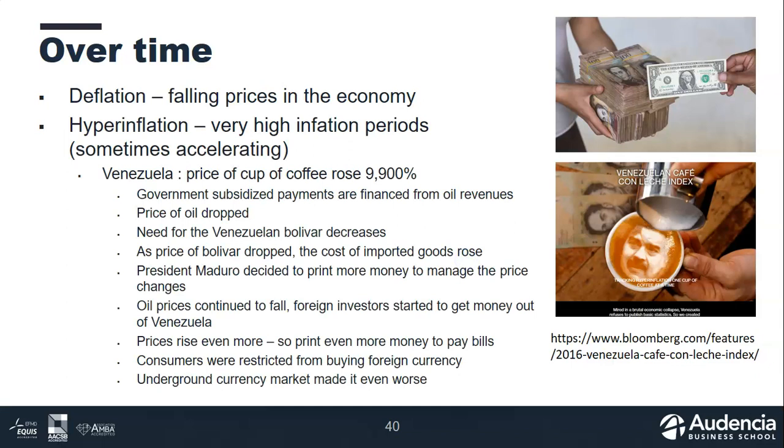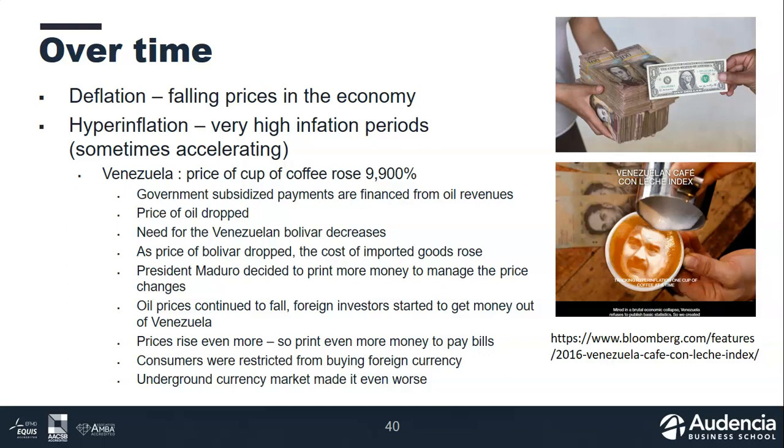And we also have periods of hyperinflation. A very interesting example of hyperinflation would be that of Venezuela, where the price of a cup of delicious Venezuelan coffee rose recently by about 9,000%. So what's happening? You can actually look this up at the Venezuela Coffee con Leche Index from Bloomberg, which is quite interesting. So what happened in Venezuela? Well, Venezuela is a country in a lot of trouble right now, and that's not good for its consumers.